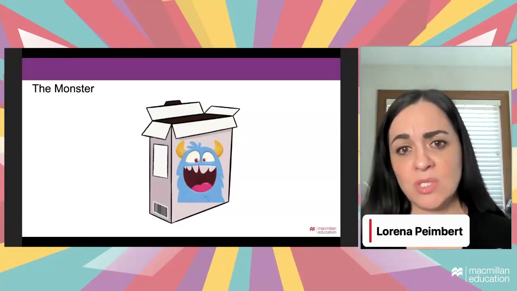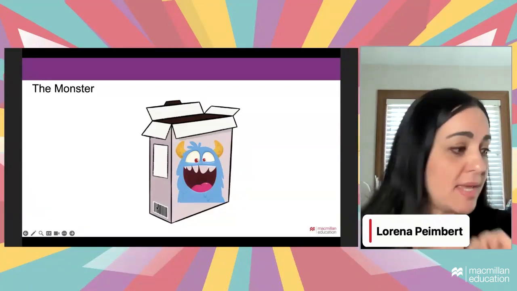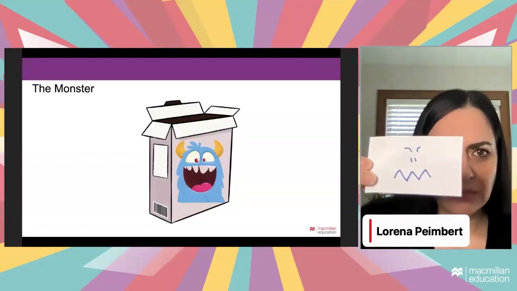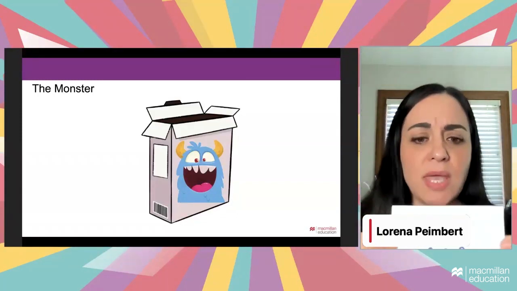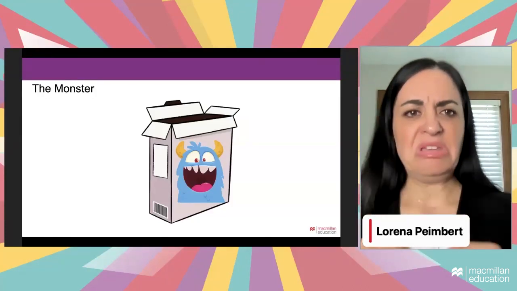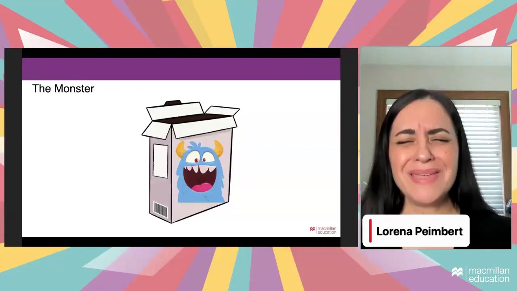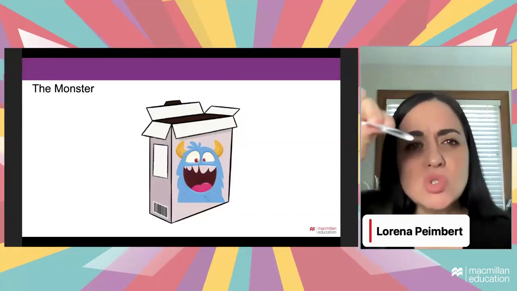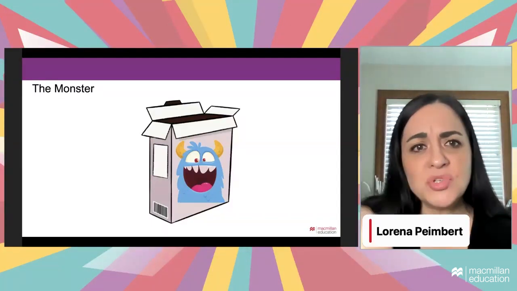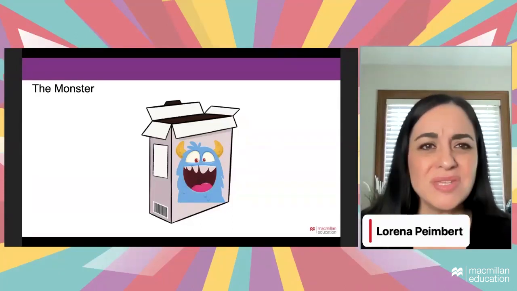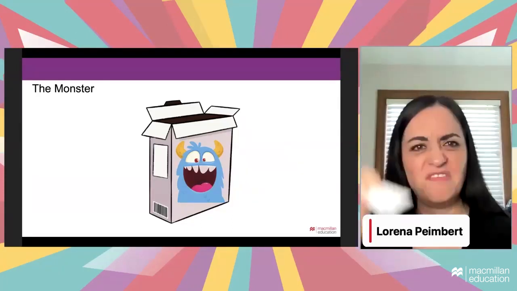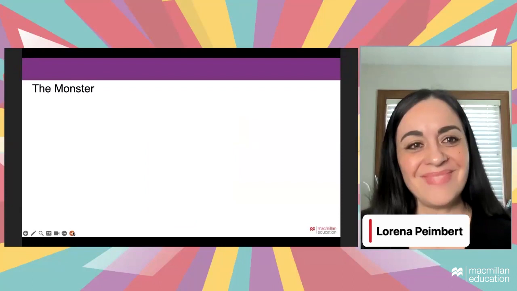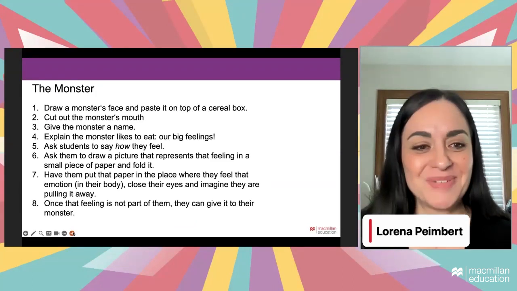Name that you want to keep the monster, and you're going to tell your students, okay, so how do you feel today? Draw how you feel, and then they are going to draw how they feel, okay? And so you say, where do you feel that feeling? Here. Okay, so close your eyes and imagine that you're pulling that feeling out because you don't want it, and then you're going to feed that feeling to the monster. The monster is going to munch. It's going to disappear, okay? So you feed those feelings to the monster so they go away, okay? I wrote this for you because I know that you're going to get this presentation.